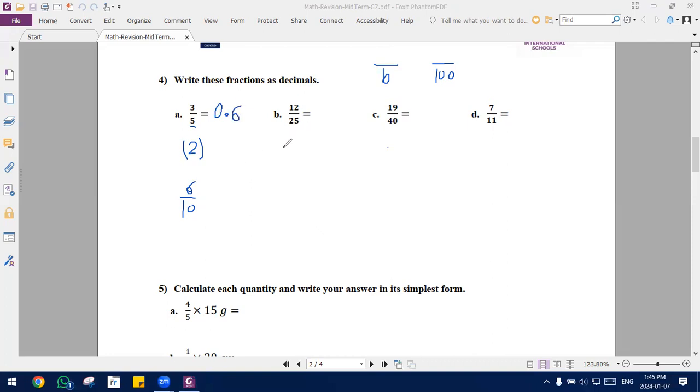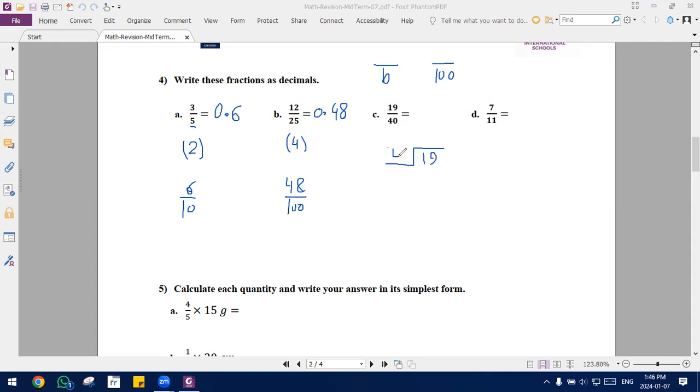Next one, I have 12 over 25. Can I make it 10? No. Can I make it 100? Yes. We times it by 4. So it will be 48 over 100. What is it as a decimal? 0.48. Then 19 over 40. Can I make it 10? No. Can I make it 100? No. So what do we have to do? Long division.